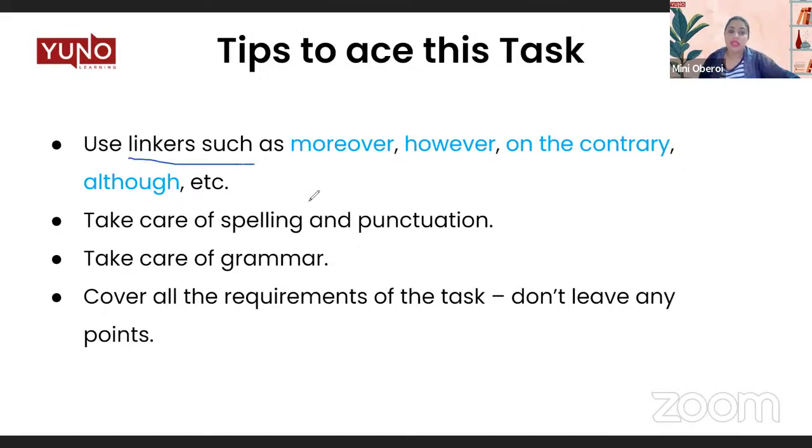We try to use linkers. This is what I recommended. Words such as moreover, however, on the contrary, although. Then take care of your spellings and punctuation. If we try to correct these things, even in the last 5 minutes, when we check our task, we can actually improve our band score by a +1 or at least a 0.5. Take care of grammar, of course, improve your tenses and cover all the requirements of the task. Don't leave any points or drop out any particular process or step.